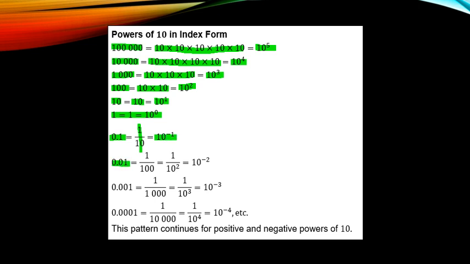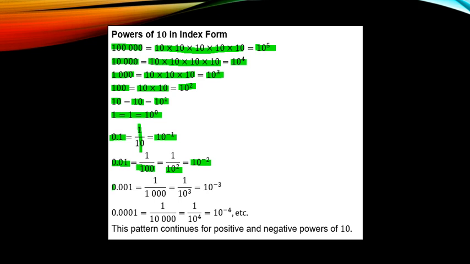0.01 simply means 1 over 100, and you can express 100 as 10 power 2. When 10 power 2 goes up, it becomes 10 to the power of minus 2.